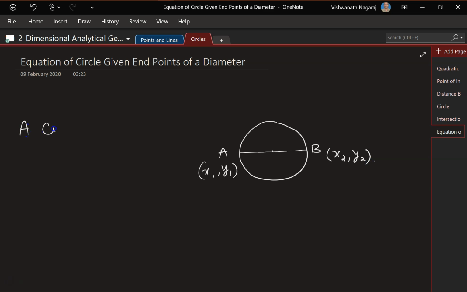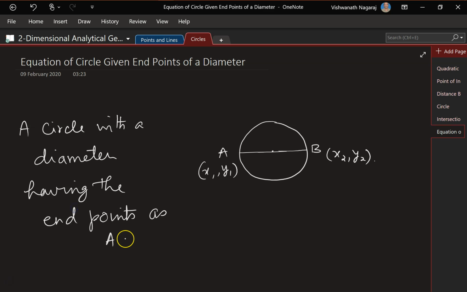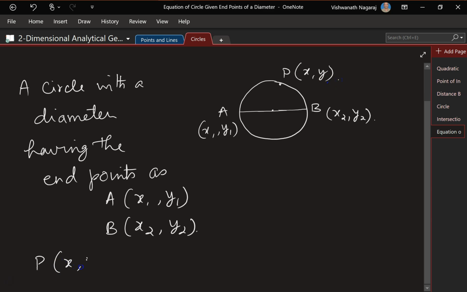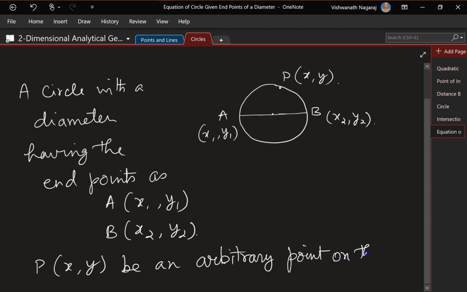So a circle with a diameter having the endpoints A, x1, y1 and B, x2, y2. Now as usual, let's take an arbitrary point. Let's say this is the arbitrary point P, x comma y. P (x, y) is an arbitrary point on the circle.